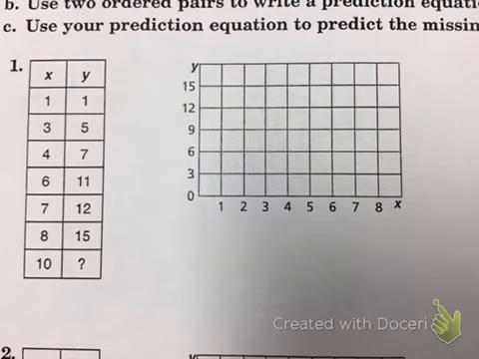Alright, this section right here is Chapter 2, Section 5, Modeling Real-World Data Using Scatter Plots. Alright, this first example, we're given our table with our points. First step is plot the points.